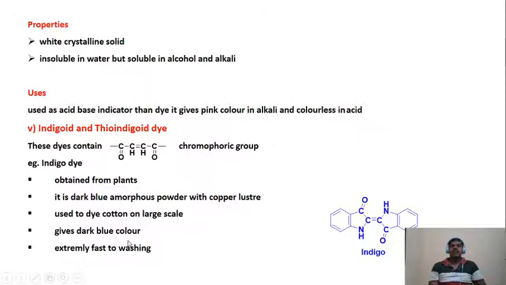It gives a dark blue color to the fiber of the cloth, and it is extremely fast to washing. So it is industrially very important, and it is a natural dye, because it is obtained from plants. Synthetically it can also be prepared, but it comes under the class of natural dyes. So this natural dye is nothing but the neem, but the indigo dye in English, right?